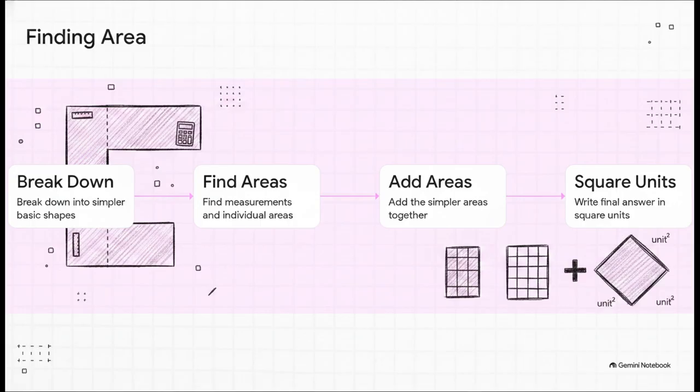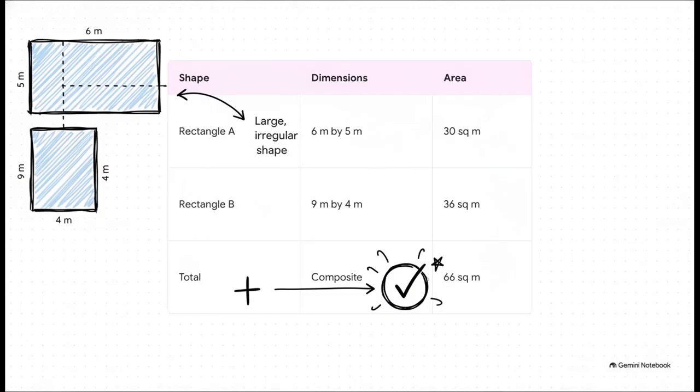Step 1, break the whole thing down into simpler shapes, like basic rectangles. Step 2, find the measurements and calculate the areas of those simpler shapes completely independently. Step 3, just add them all up. And step 4, which is so important, always write down your final answer using proper square units. Let's actually apply those 4 steps right now.